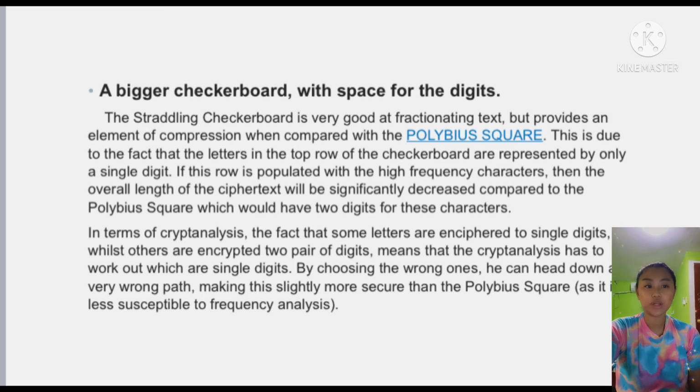The straddling checkerboard is very good at fractionating text, but also provides an element of compression when compared with the Polybius square. This is due to the fact that the letters in the top row of the checkerboard are represented by only a single digit. If this row is populated with the high-frequency characters, then the overall length of the ciphertext will be significantly decreased compared to the Polybius square, which would have 2 digits for these characters.